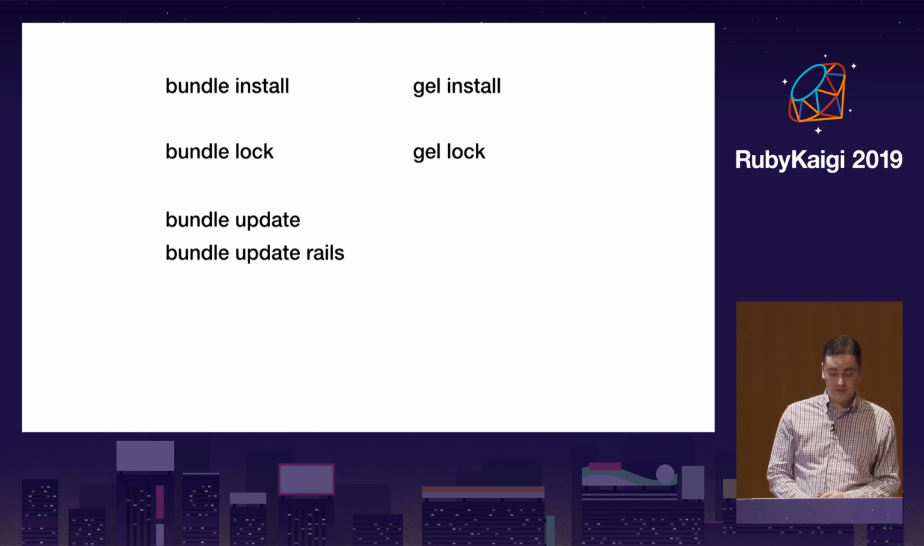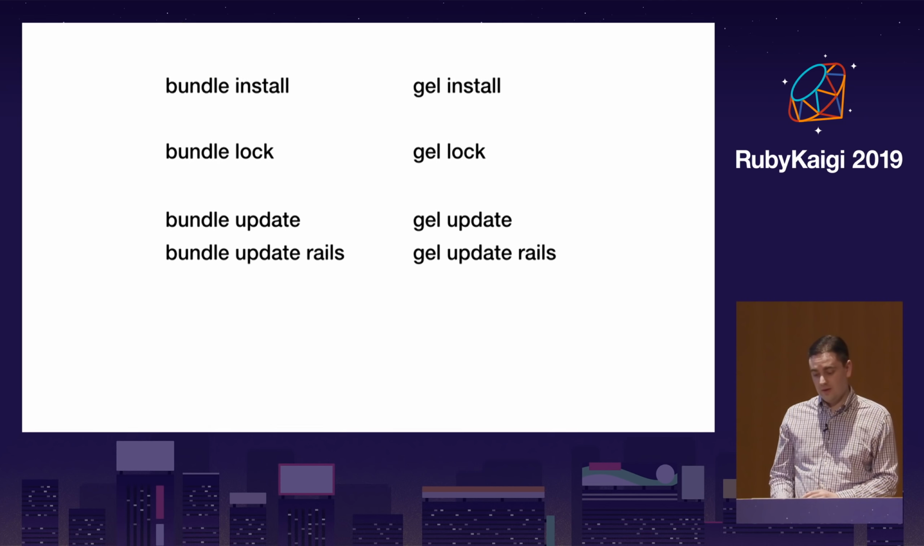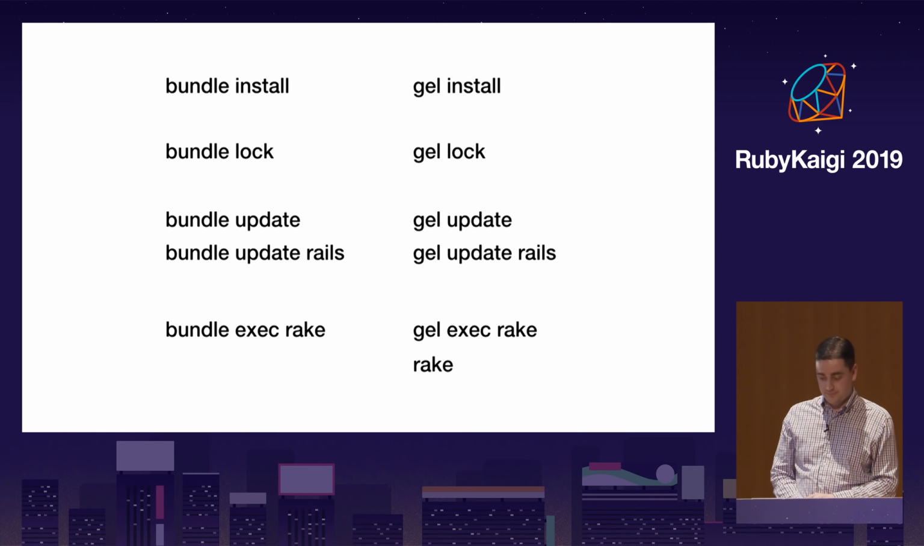Bundle update Rails. Gel update Rails. There's a theme here. The simple commands work the same, just without the options. Finally, bundle exec Rake. This one is a bit different. We have gel exec Rake, but you can also just run Rake and it will do what you mean.